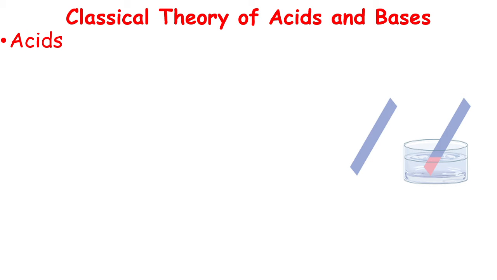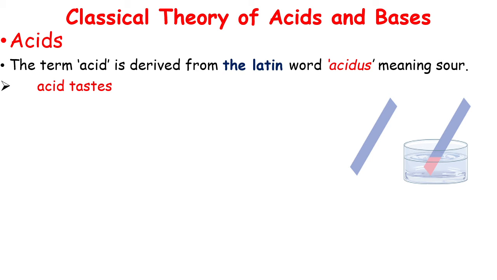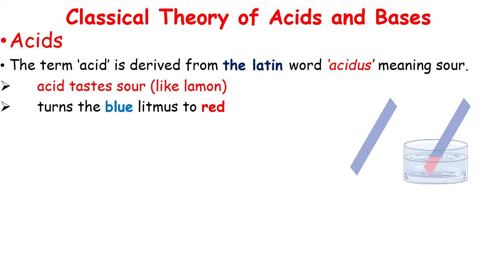Acids. The term acid is derived from the Latin word acidus, meaning sour. So acid can be defined as: acid tastes sour like a lemon and a tamarind. Acid turns the blue litmus paper into red. We are taking an acid in a small beaker and dip the blue litmus paper in the acid. The color of the blue litmus changes to red.